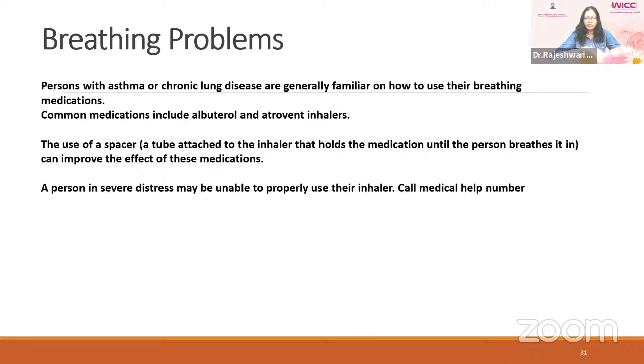Wheezing is there. So you have to ask the lay person whether he is an asthmatic patient, and whether he is using a spacer. If it is available, you can take it out from his bag and give it to him. Or if a pharmacy is nearby, you can immediately get it and give it to that person. In this way, help can be given. A spacer is a tube attached to the inhaler that holds the medication so that the person breathes it in. That can also improve the situation. A person in severe distress may be unable to properly use their inhaler. In this condition, another person, a first aid responder, can help that person to inhale it, hold it and inhale it.